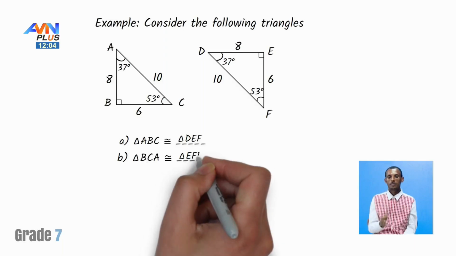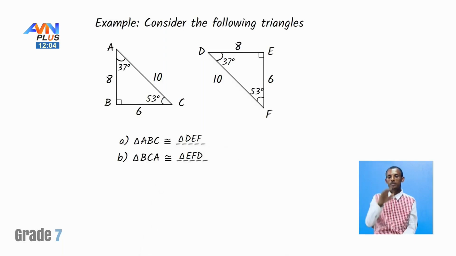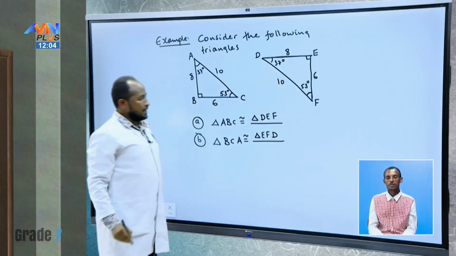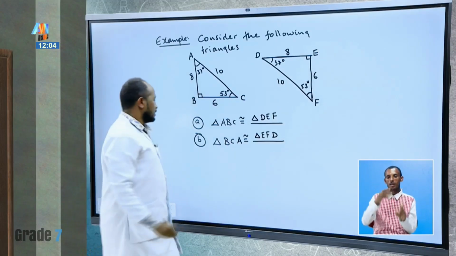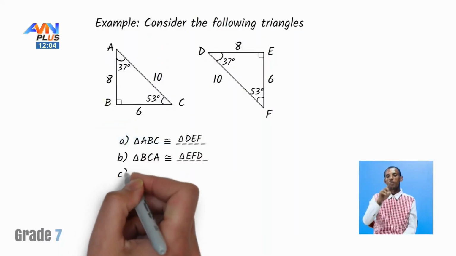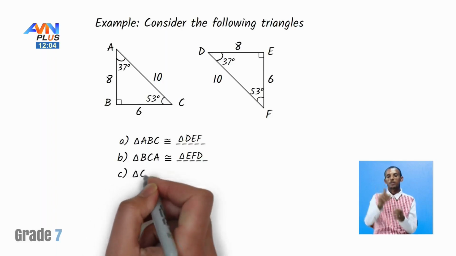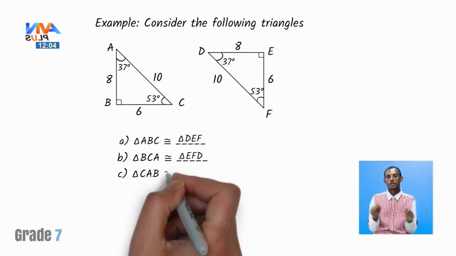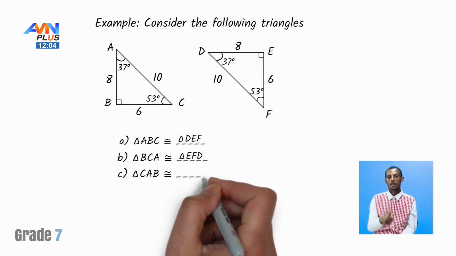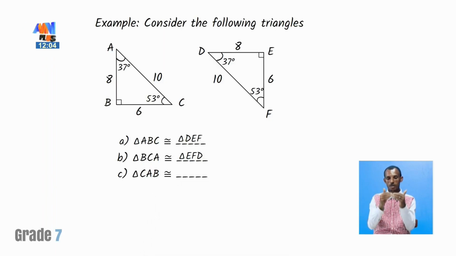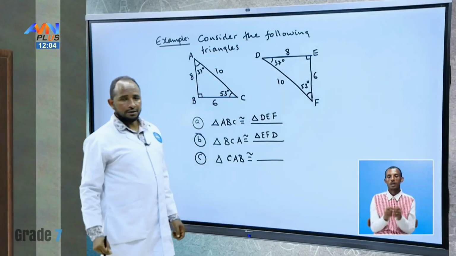The remaining letter is this D. So triangle BCA is congruent to triangle EFD. One more question. Try this one. Triangle CAB is congruent to which triangle? I'll give you 30 seconds.